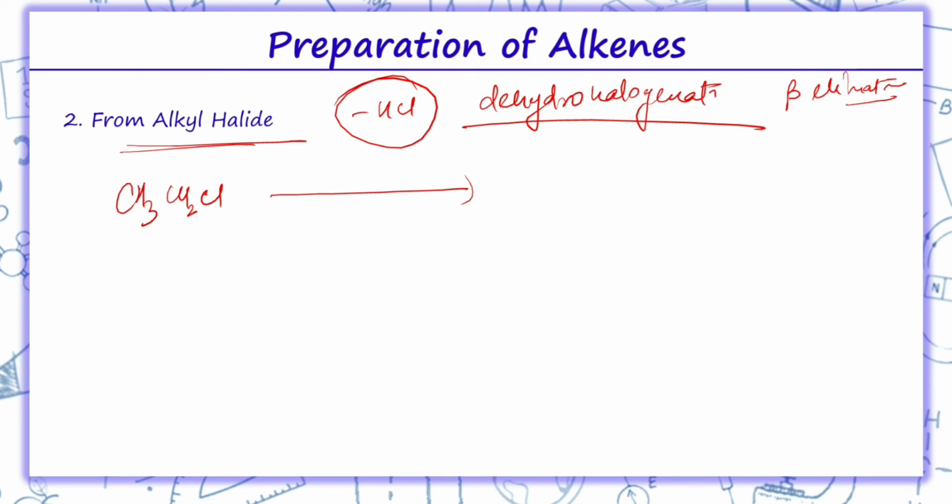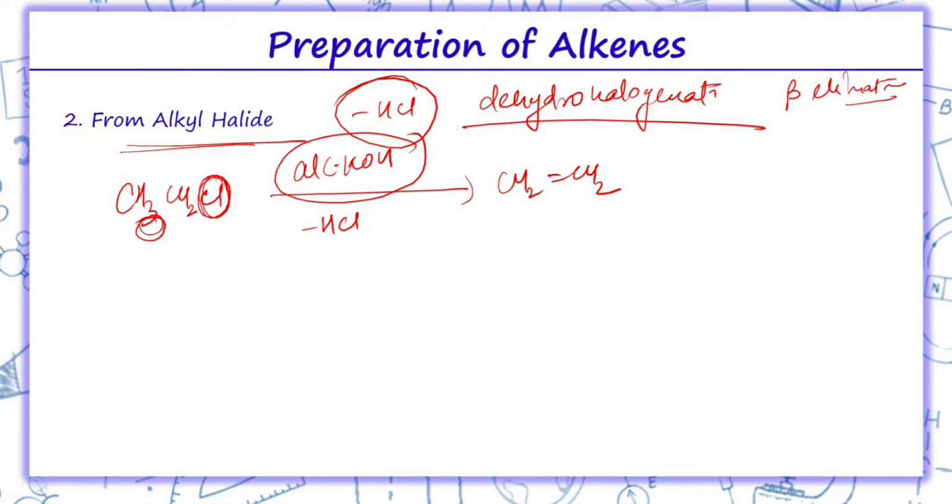Now, why is it known as beta elimination? Chlorine is removed from one carbon, and hydrogen is removed from the beta position, therefore it is known as beta elimination. This reaction takes place in the presence of alcoholic KOH. This alcoholic KOH is known as the dehydrohalogenating agent, that is, it involves the removal of HCl. Thus, Cl and H are removed, so we will get CH2=CH2.